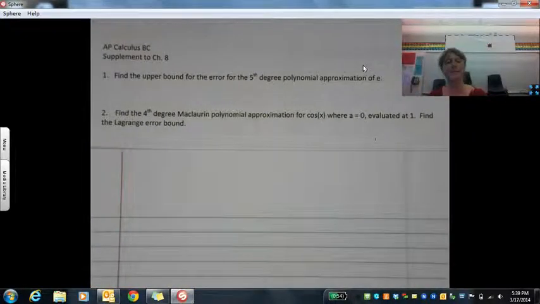Okay, so here we go. Let's do number 2. Find the 4th degree Maclaurin polynomial approximation for cosine of x where a is equal to 0, evaluate it at 1, and then find the Lagrange error bound. So you guys do the 4th degree polynomial approximation. That's when you do all your derivatives and plug your numbers in.